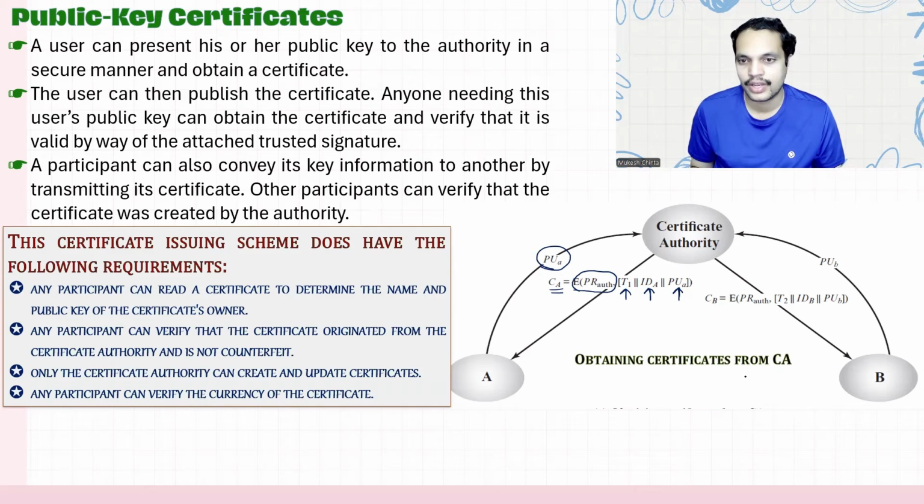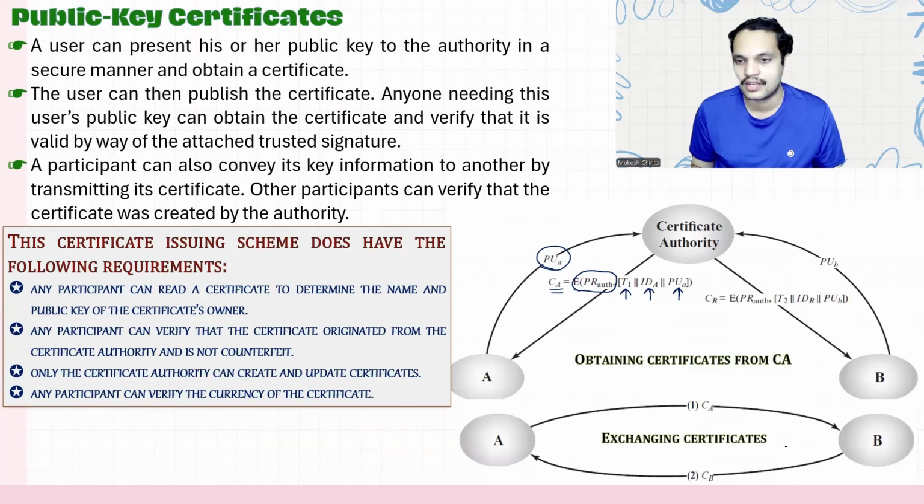Now, both A and B will get their respective certificates and they can simply exchange the certificates for securely communicating the public keys. Because B can also verify this, B can decrypt CA using the public key of the authority. It will be ensured that the certificate is issued by the CA, nobody else. Similarly, A can also be ensured that CB is issued by the certificate authority and they can collect the public keys of A and B and then can start their communications.